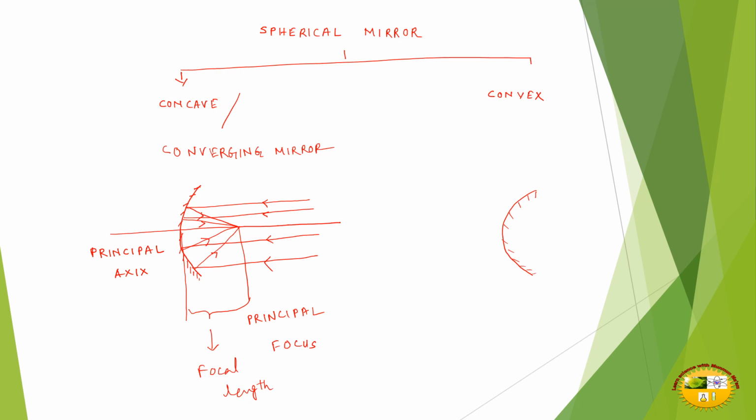Concave or converging mirror. Now, for the convex mirror also we have the principal axis. Light rays that are parallel to the principal axis, after falling on the convex mirror, diverge like this. Okay. We will give the arrows. See, they are diverging.